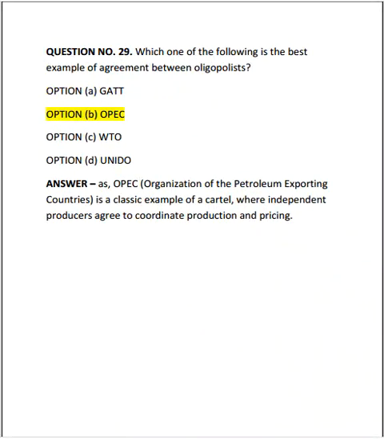Question No. 29. Which one of the following is the best example of agreement between oligopolists? Option A. GATT. Option B. OPEC. Option C. WTO. Option D. UNIDO. Answer: B, as OPEC, Organization of the Petroleum Exporting Countries, is a classic example of a cartel, where independent producers agree to coordinate production and pricing.